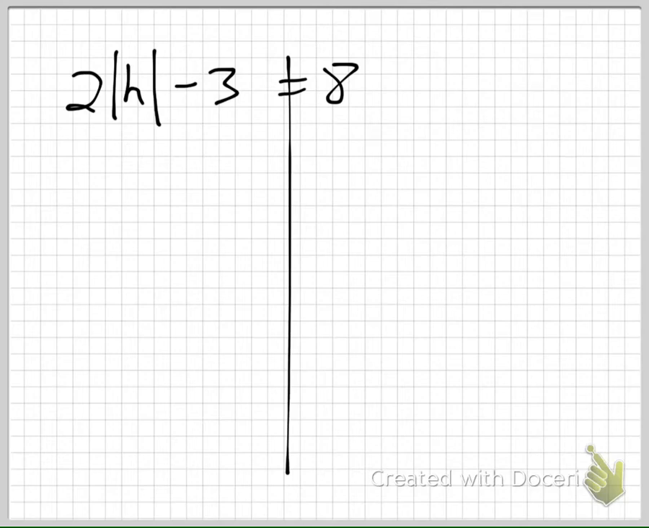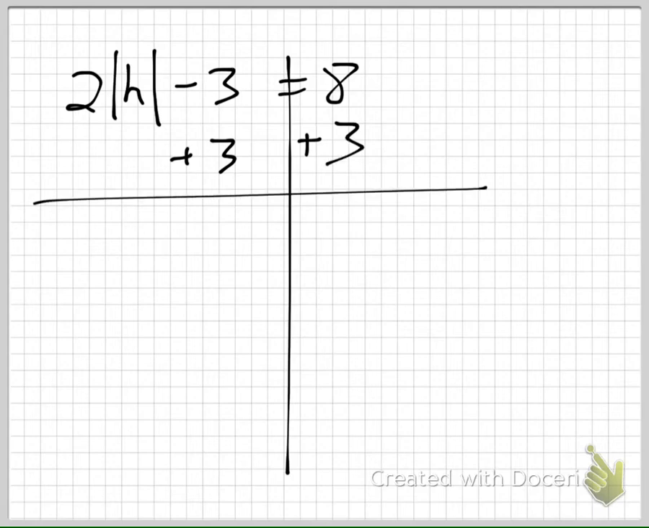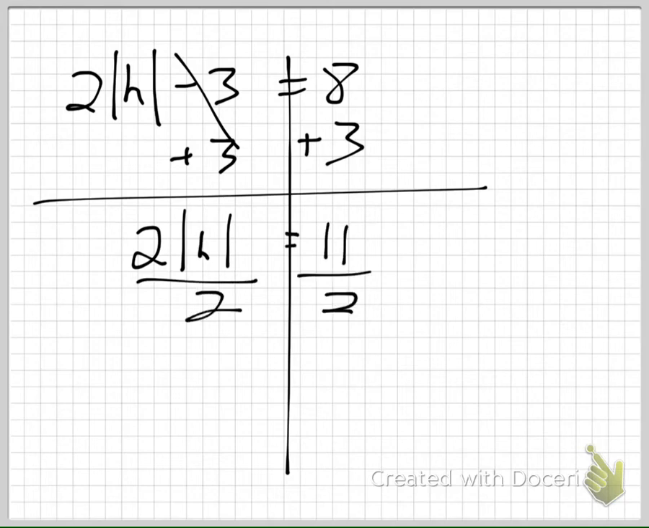The rules don't change just because it's ugly. This is being multiplied. When I'm going to shove things to one side of the equation, what do I do? Reverse order of operations, just like always. Just because things are ugly, the rules don't change. Plus 3, plus 3. 2 times the absolute value of h equals 11. Divide by 2, divide by 2. The absolute value of h is 5.5. You can even leave it as 11 halves.